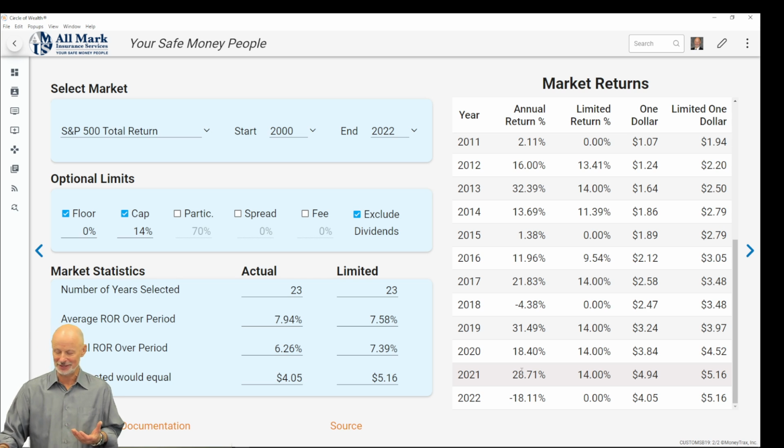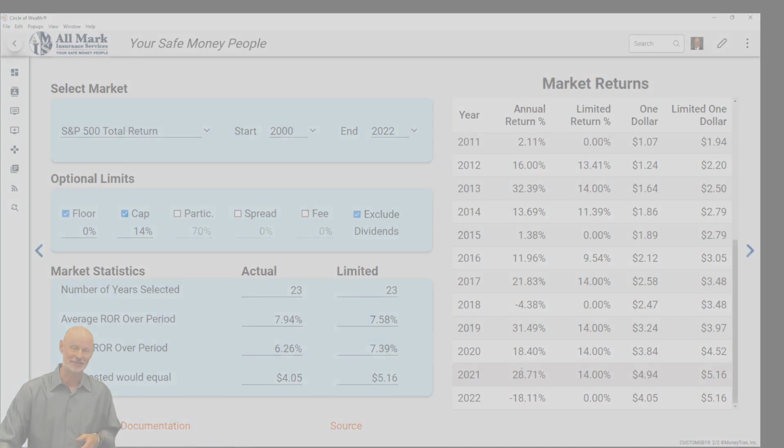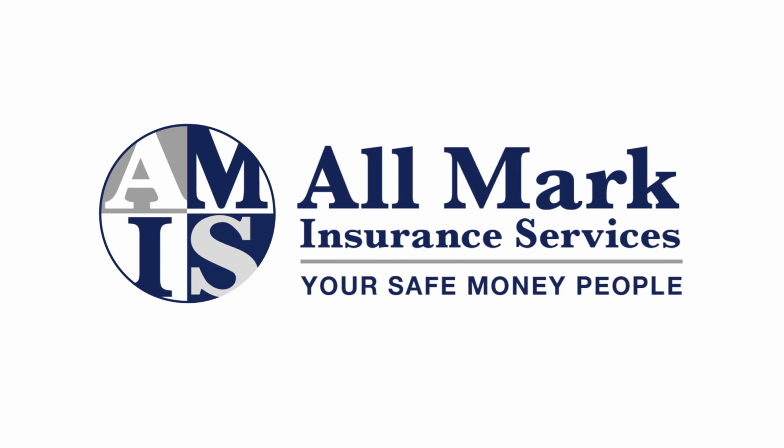So the choice is always yours. You get to make the choice as to which way you want to invest your money. But please be clear on the fact that chasing average rates of return is not nearly as important as getting actual rates of return. And be sure to factor in taxes and fees, etc.